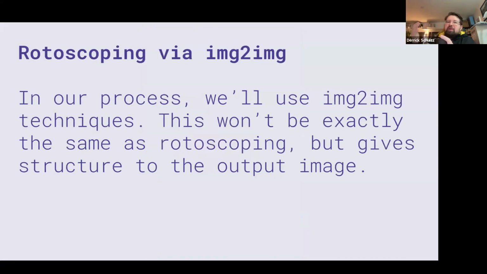The rotoscoping we're going to do in this class is really going to be using that image to image technique. And we've talked about image to image every week for the past two or three weeks now. But this week, we're really going to dig into the details of image to image and different techniques to use the underlying image as a structural way to help our image to image process. So we'll look at this and dig into that.